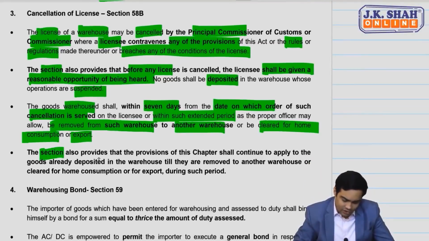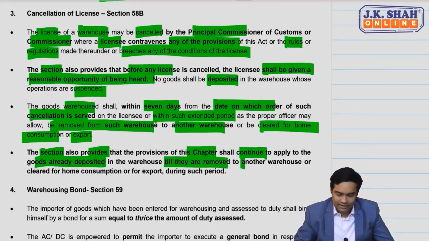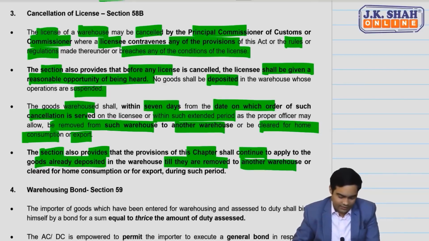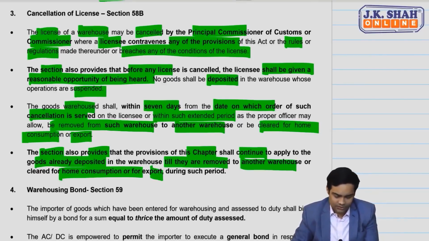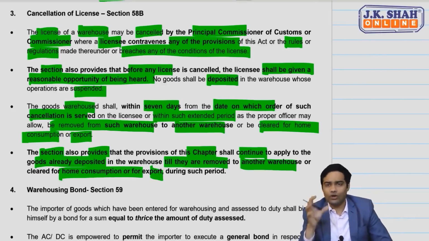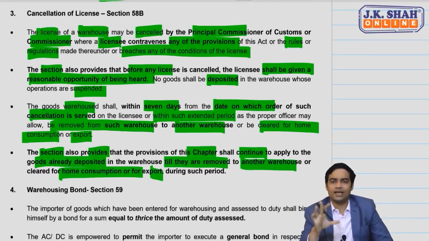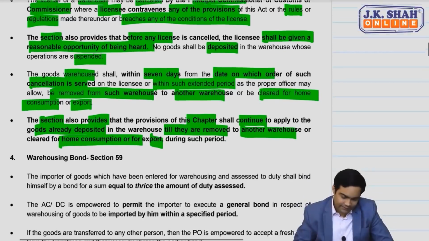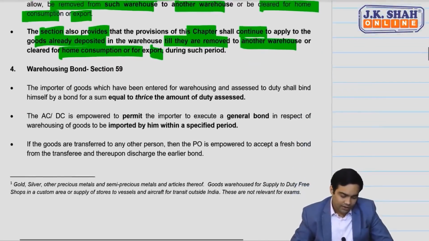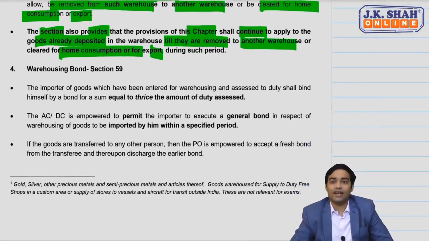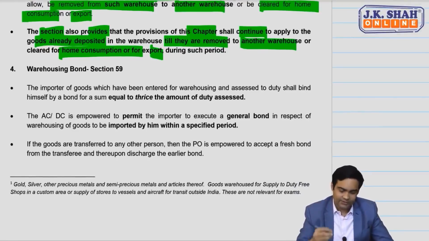The section also provides that the provisions of this chapter shall continue to apply to goods already deposited till they are removed to another warehouse or cleared for home consumption or export. So for that period, it will still be regarded as warehoused goods. Fine. Now comes an interesting topic, warehousing bond. Now let's understand what this warehousing bond is. See this carefully.